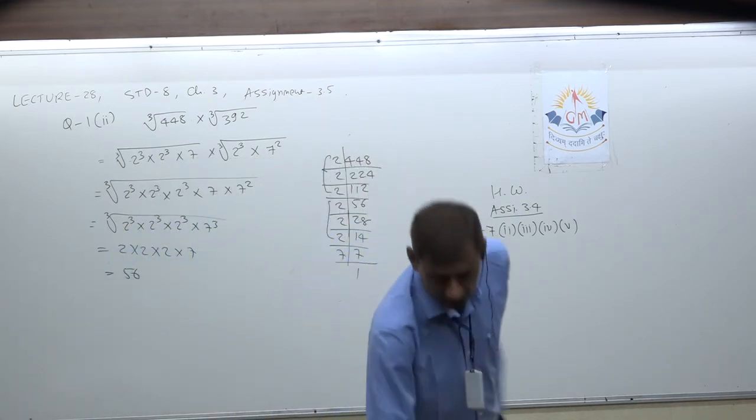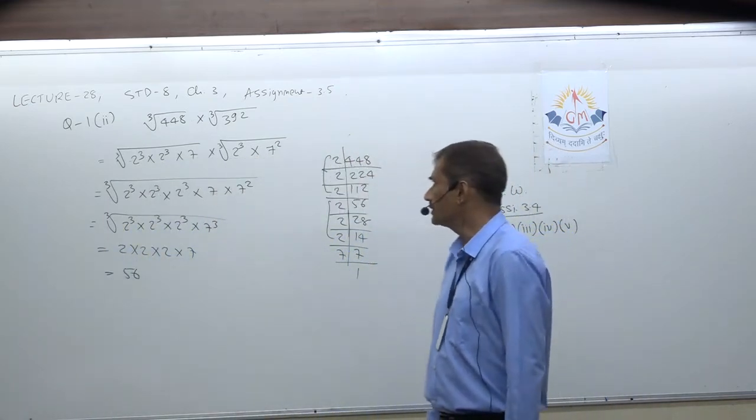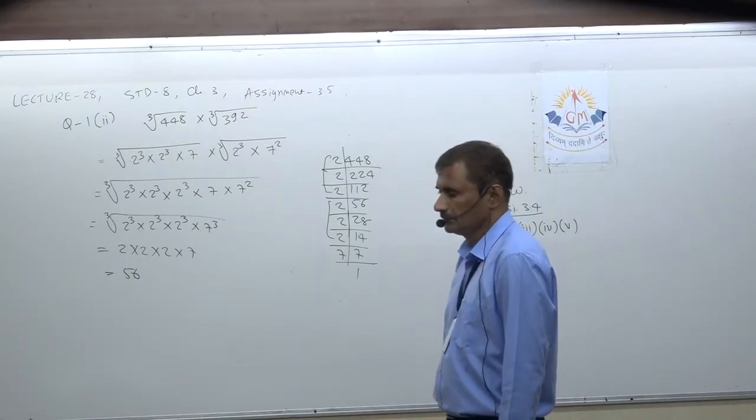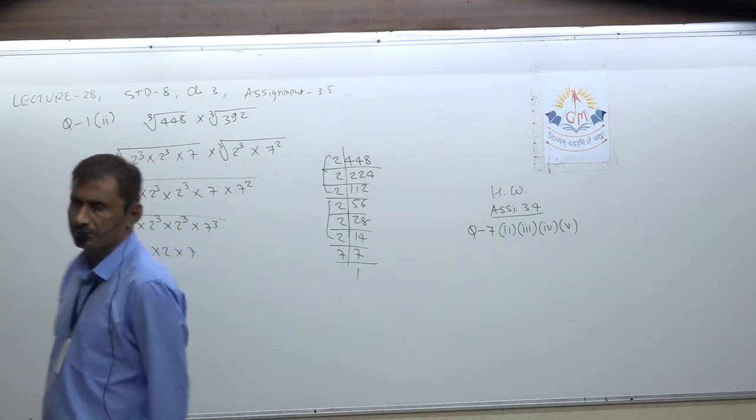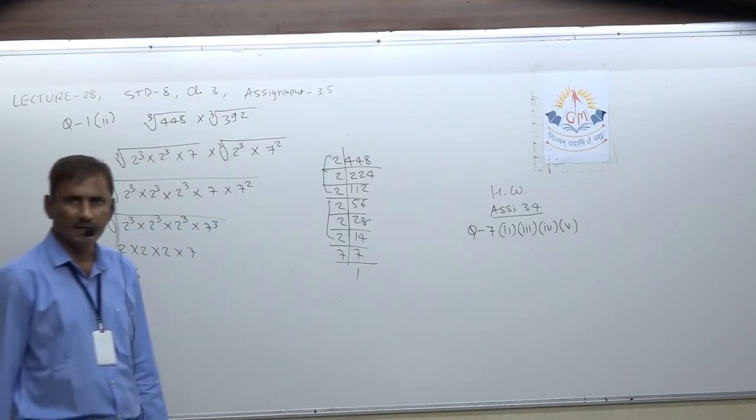Okay, now read MCQ number 3. They have given the volume of a cube. We want to find the edge. Edge means side.